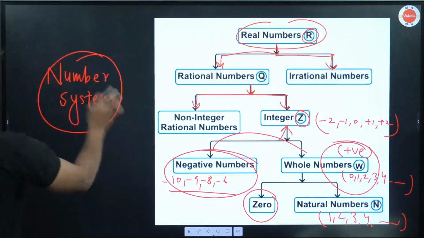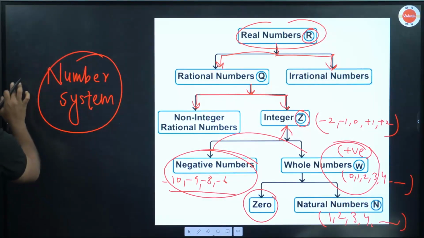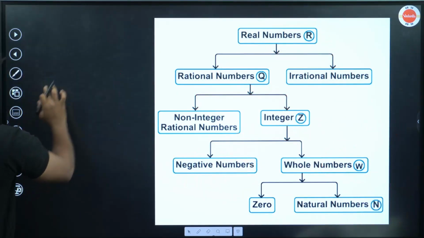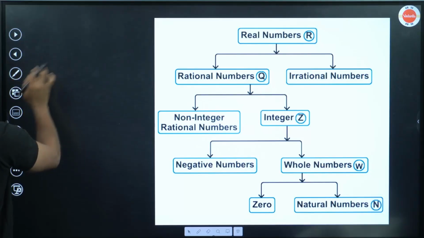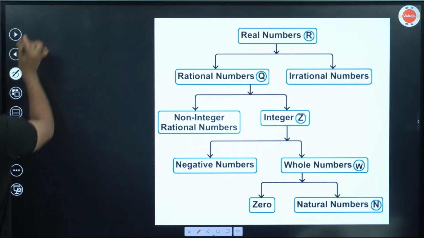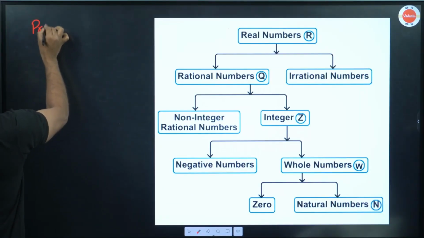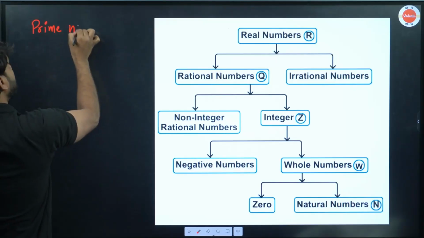Now, one very important thing. Let me tell you one very important thing. There are a few categories also. First, if we talk about what prime numbers are, champion, please focus here, prime numbers.